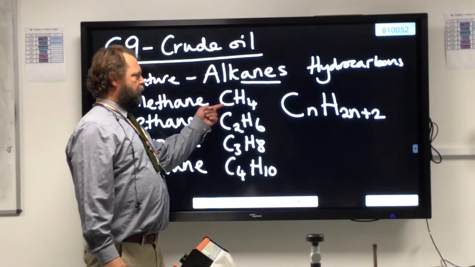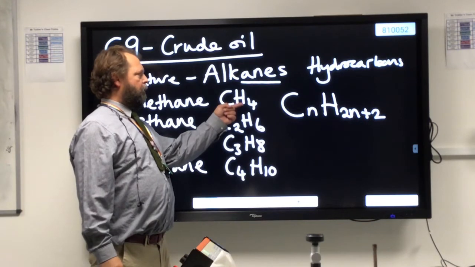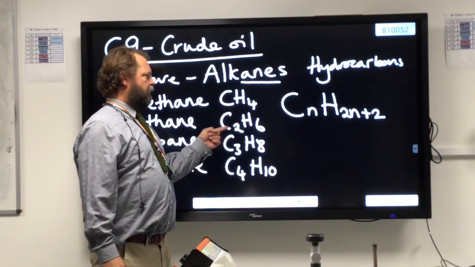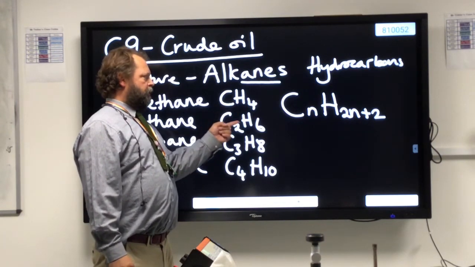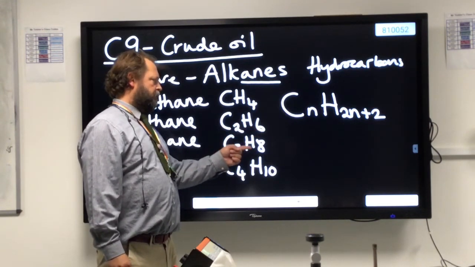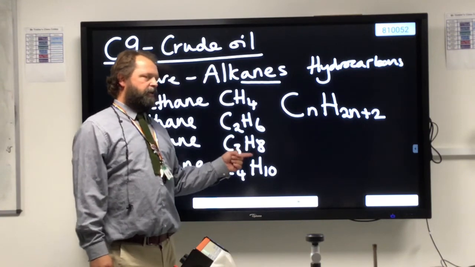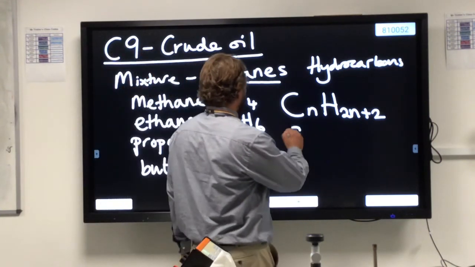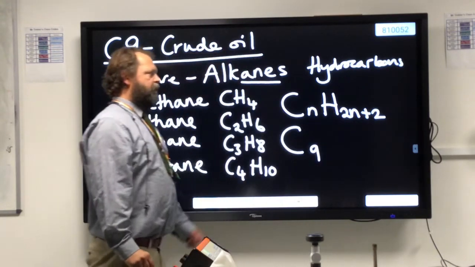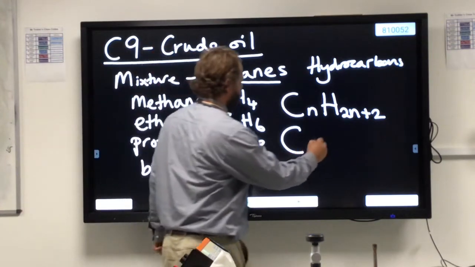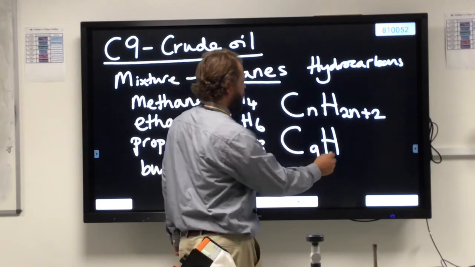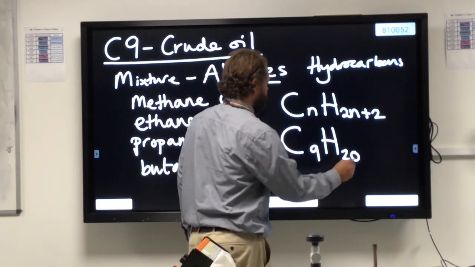So look at these formulas. 1 carbon, 1 times 2 is 2, plus 2, 4. 2 carbons. 2 times 2 is 4, plus 2, 6. 3 carbons. 2 times 3 is 6, plus 2 is 8, and so on. So that if we had an alkane with, for example, 9 carbon atoms, we could use this formula to work out how many hydrogens it would have by doing 2 times 9 is 18, plus 2 is 20.